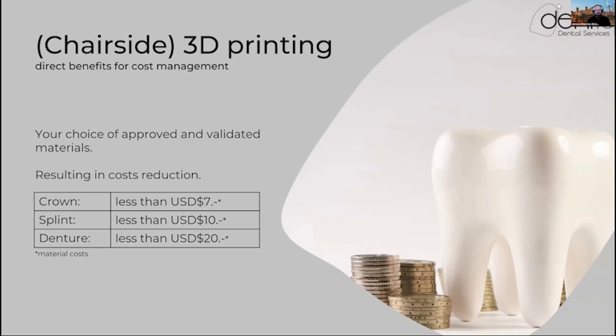Material cost, I said it previously. If we use approved and validated materials, and I keep saying that all the time, that is very important, we can have really good results for a really nice price. A crown, roughly around $7 US, a splint, this is only material cost, roughly around $10, and a denture, roughly $20. Of course, these are averages and depend on the resins you're using, but it gives you a clear idea.